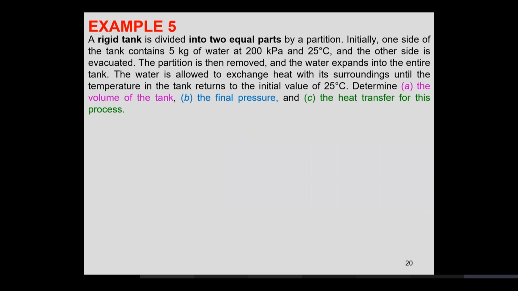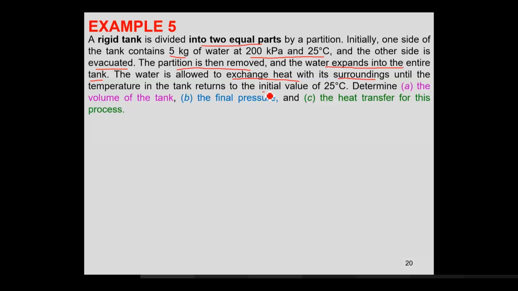Moving on, we have another example which says that a rigid tank is essentially divided into two equal partitions. Initially, one side of the tank contains 5 kg of water at 200 kilopascal and 25 degrees centigrade, and the other side is evacuated. That means it's vacuum over there. The partition is then removed and the water expands into the entire tank. As the water expands, the temperature goes down and heat exchange is allowed with the surroundings until the temperature in the tank returns to the initial value of 25 degrees centigrade.